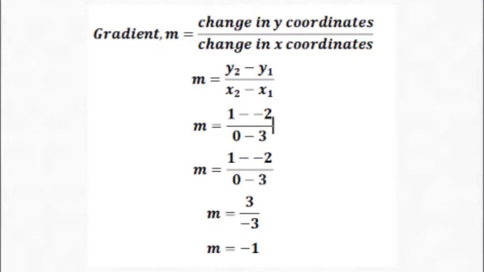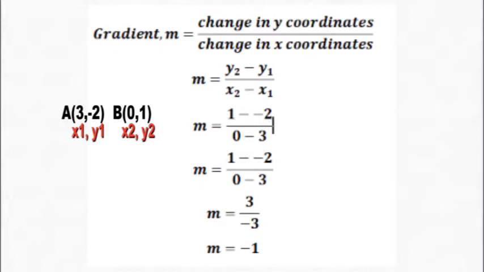m is equal to y2 minus y1 divided by x2 minus x1. So, in point A, -3 represents x1, 2 represents y1. In point B, 0 represents x2 and 1 represents y2.